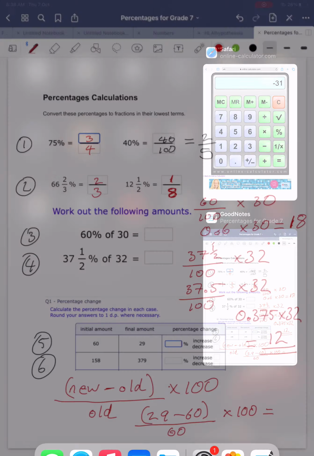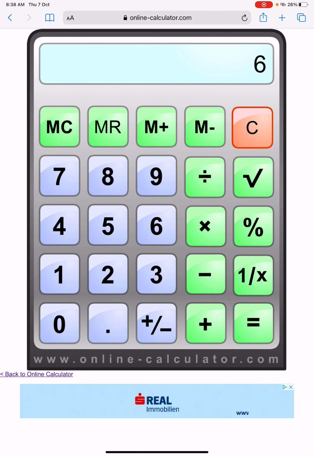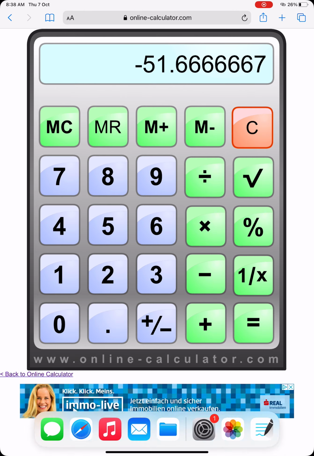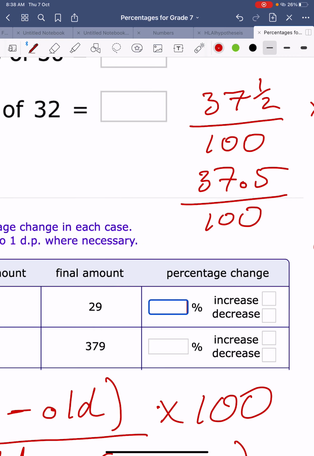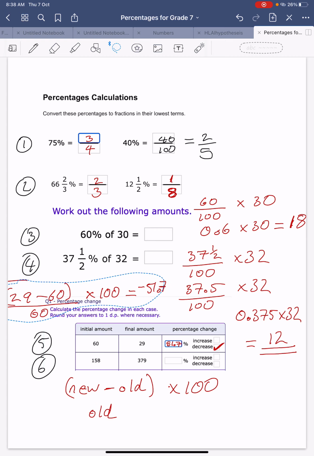And then let's go back to the formula. And it's divided by 60. And then it's times by 100. So that's negative 51.7 to one decimal place. And so we can see in here, it's 51.7 and it's a decrease, right? So the negative tells us it's a decrease. So that's quite good. Let's just grab that and move this out of the way now. That can just pop up there for now.